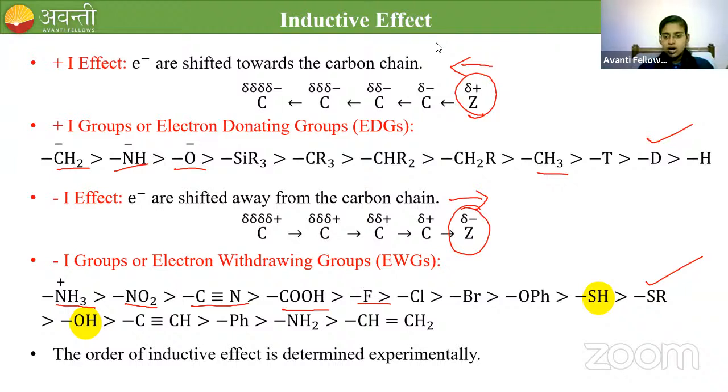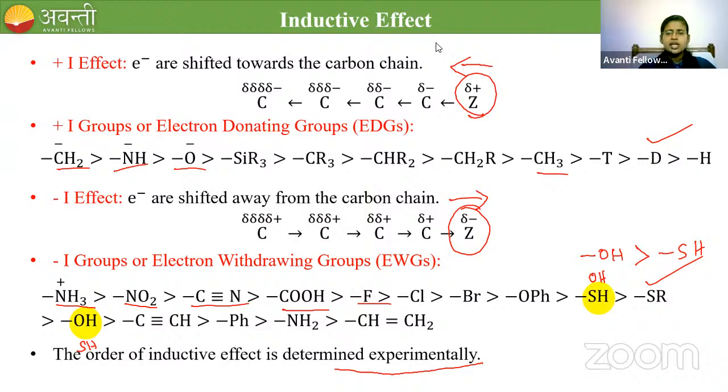So what should be the order? OH should have the highest pulling tendency compared to SH. So the order should be OH here and SH here, but it is the other way around. SH is pulling the electrons more effectively compared to OH. That's why I'm saying the order of inductive effect is determined experimentally. Experiment shows that SH attached compounds have the more effective minus I effect. The electron withdrawing nature of SH is more compared to OH.